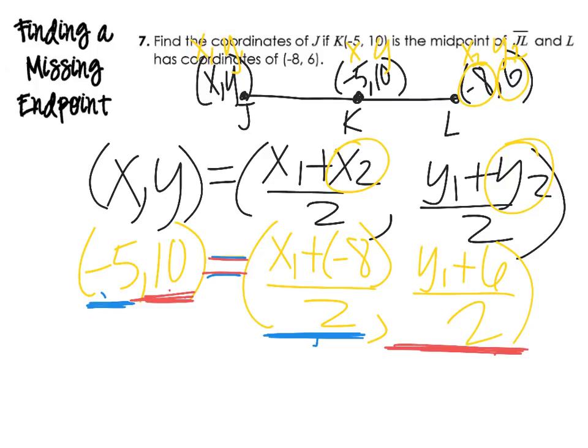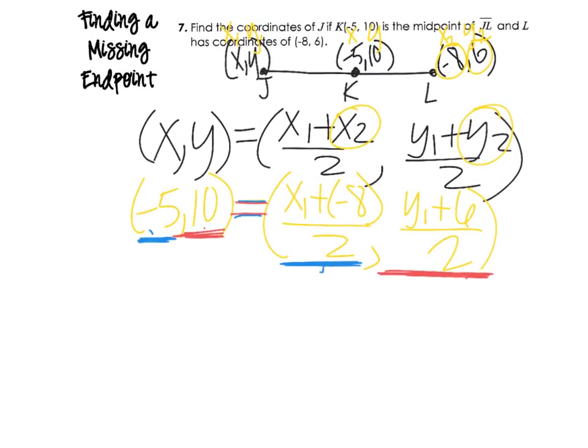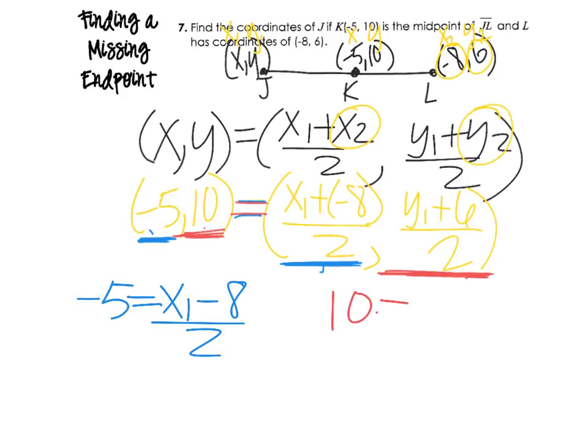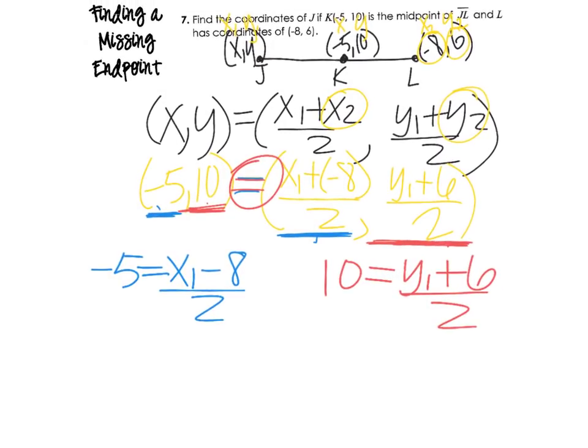So what we can do is write two separate equations representing this. So we can say that negative 5 equals x1 minus 8 divided by 2. All right, and we can say that 10 equals y1 plus 6 divided by 2 because of that equal sign in between. All right, a equals a, b equals b, x equals x, y equals y. All right, now we can solve these equations separately, and we can solve for x1 and we can solve for y1. All right, so I'm going to get us some more space here.